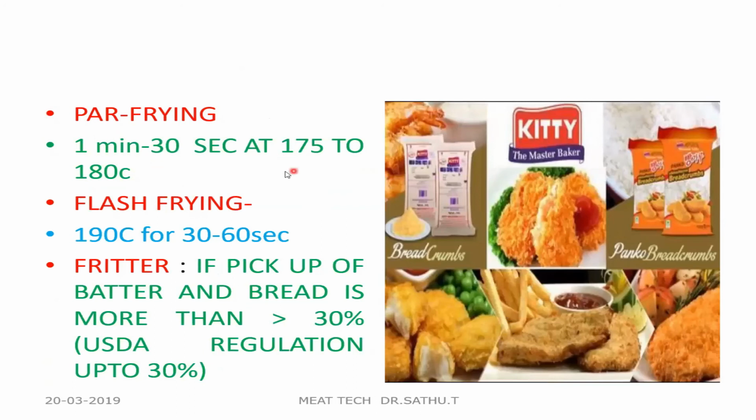So par frying means it is not a complete frying. The temperature normally used is 175 to 180 degrees centigrade. We keep it for 1 minute 30 seconds, okay, that is par frying.